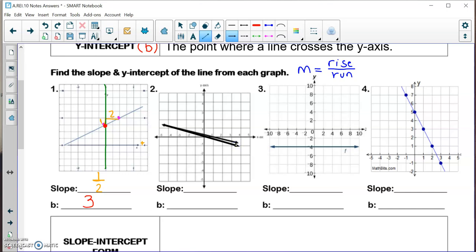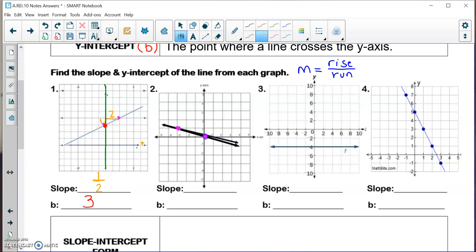Okay, so let's do that. So now I'm going to pick 2 points on that line. So I'm going to pick this point here and this point here, and I'm going to find the slope. So I'm going to do rise over run. It does not matter which points you start at.